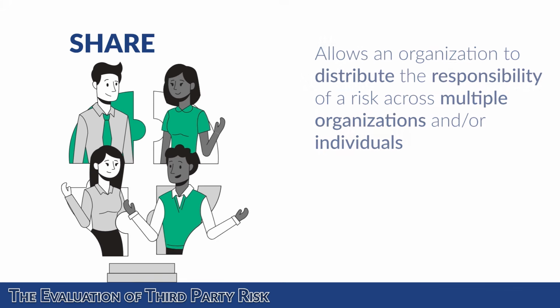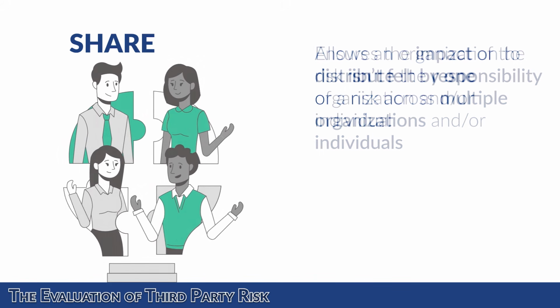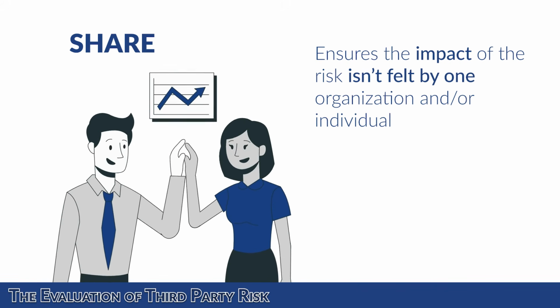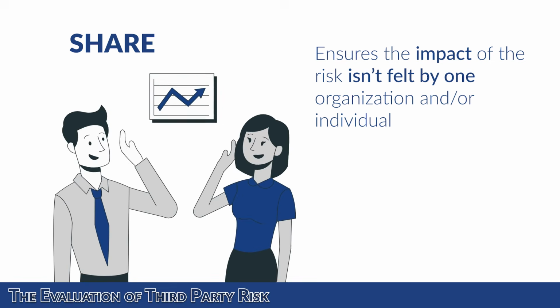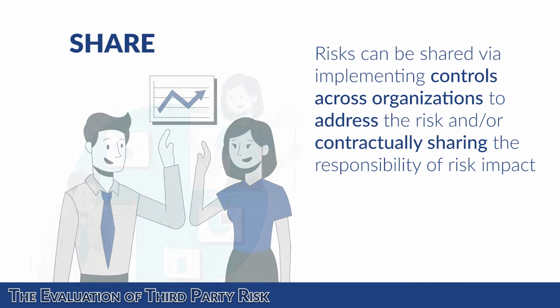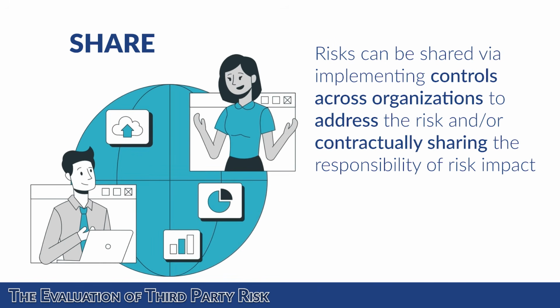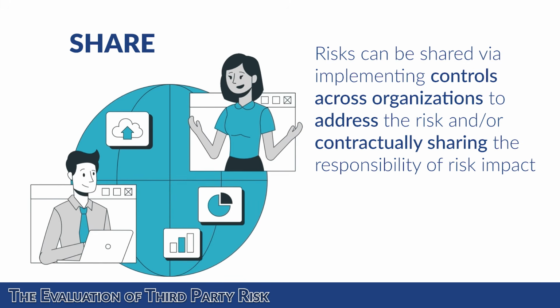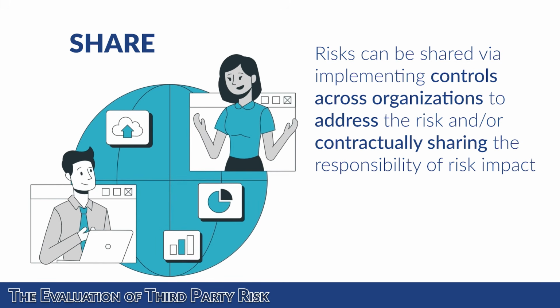Risk sharing allows an organization to distribute the responsibility of a risk across multiple organizations and/or individuals. This is to ensure the impact of the risk isn't felt by one organization and/or individual. Risk can be shared via implementing controls across organizations to address the risk and/or contractually sharing the responsibility of risk impact should it be realized.